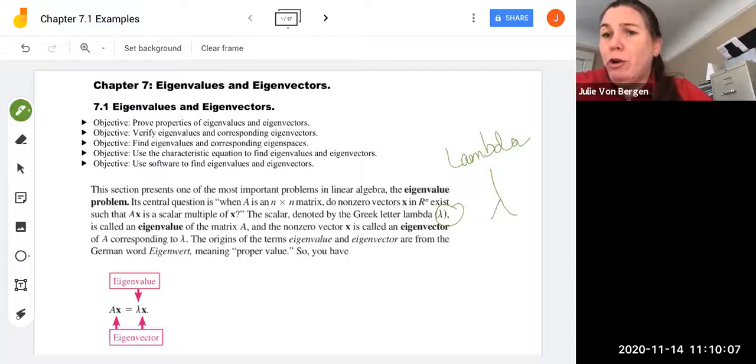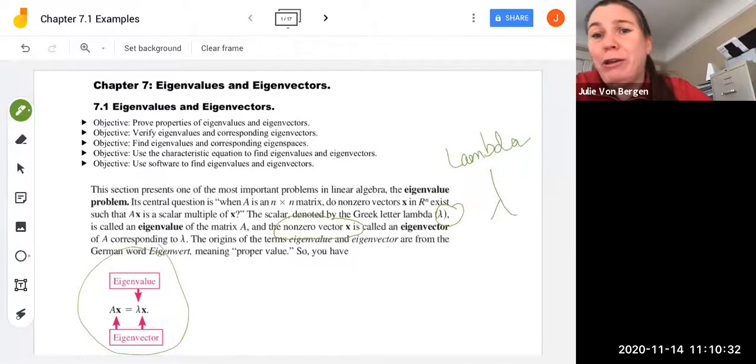Make sure you note that x has to be non-zero, because none of our calculations really make sense. They're all trivial if x is the 0 vector. The origins of the terms eigenvalue and eigenvector are from the German word Eigenwert, meaning proper value, or sometimes people say it means a particular value. So here's our overall relationship: matrix A times eigenvector x equals some value lambda, that we call the eigenvalue, a constant, multiplied by eigenvector x.